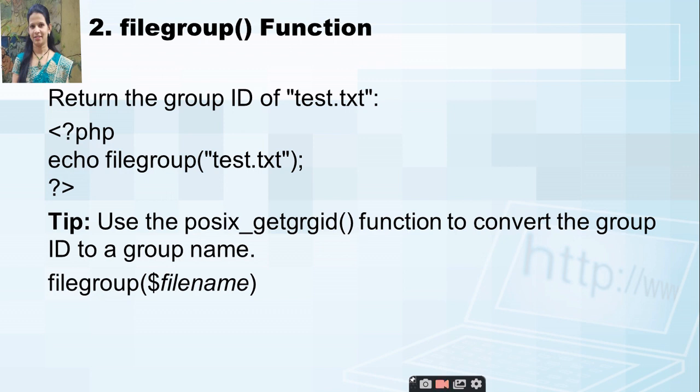This function returns the group ID of a specified file, or false on failure. If it is not accessed, then it will return false. Here also we are using the POSIX getgrgid function to convert the group ID to a group name. The syntax for this is filegroup, and here you pass the argument as a file name.